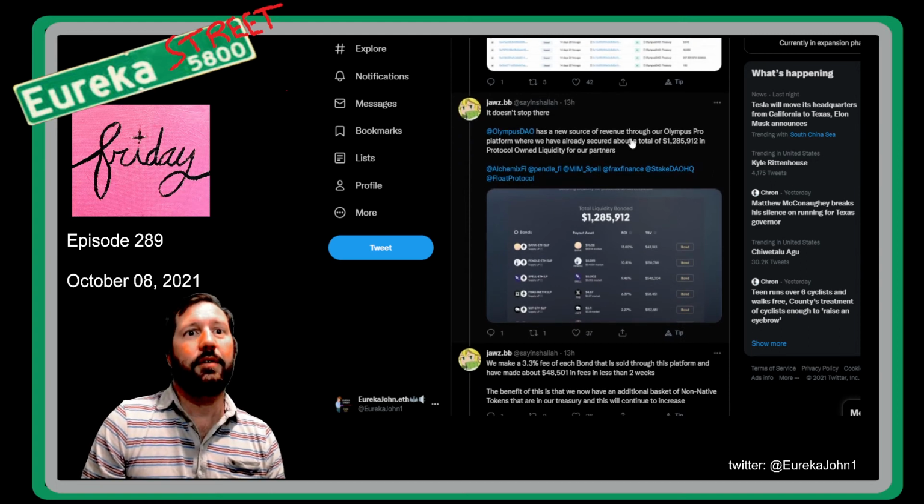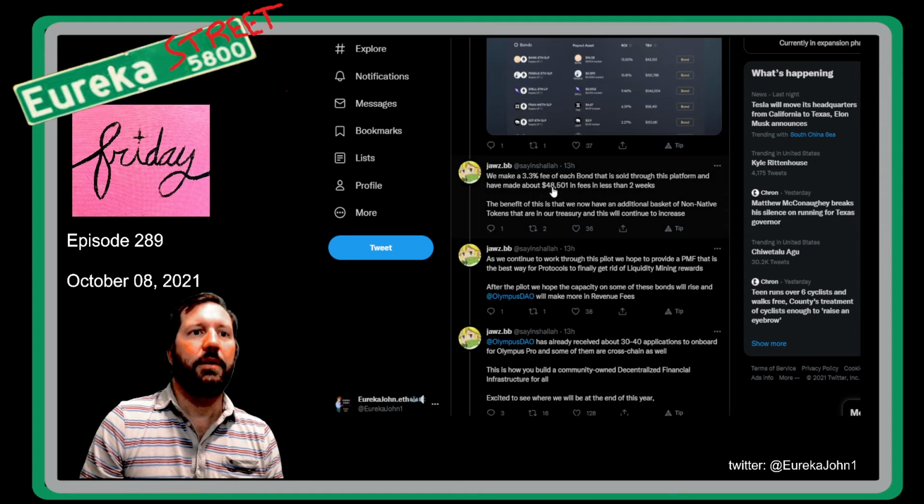Olympus Dow is a new source of revenue through our Olympus Pro platform, where we've already secured a total of about $1.285 million in protocol-owned liquidity for our partners. We take 3.3% of each bond that is sold through this platform, and we have made about $48,501 in fees in less than 2 weeks.